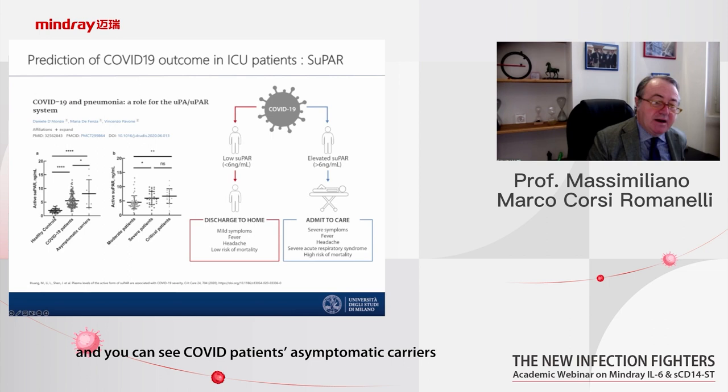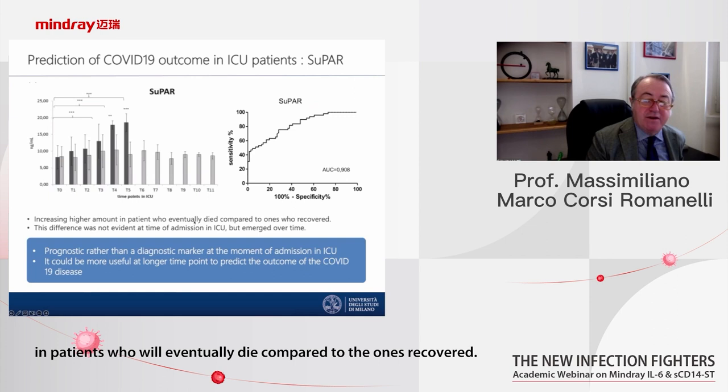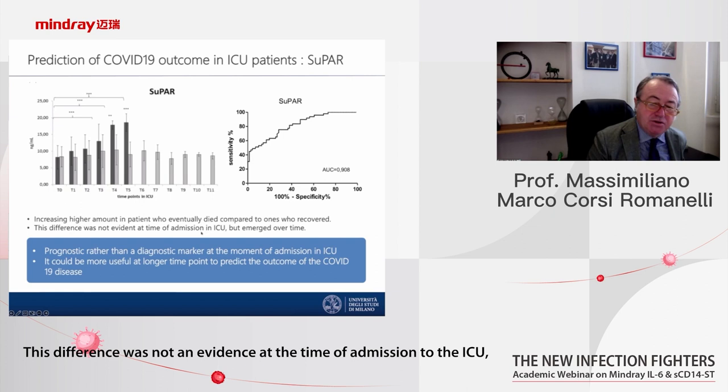And what is happening in our patients? suPAR is increasing to higher amounts in patients who eventually die compared to the ones who recover. This difference was not evident at time of admission in ICU, but emerged over time.